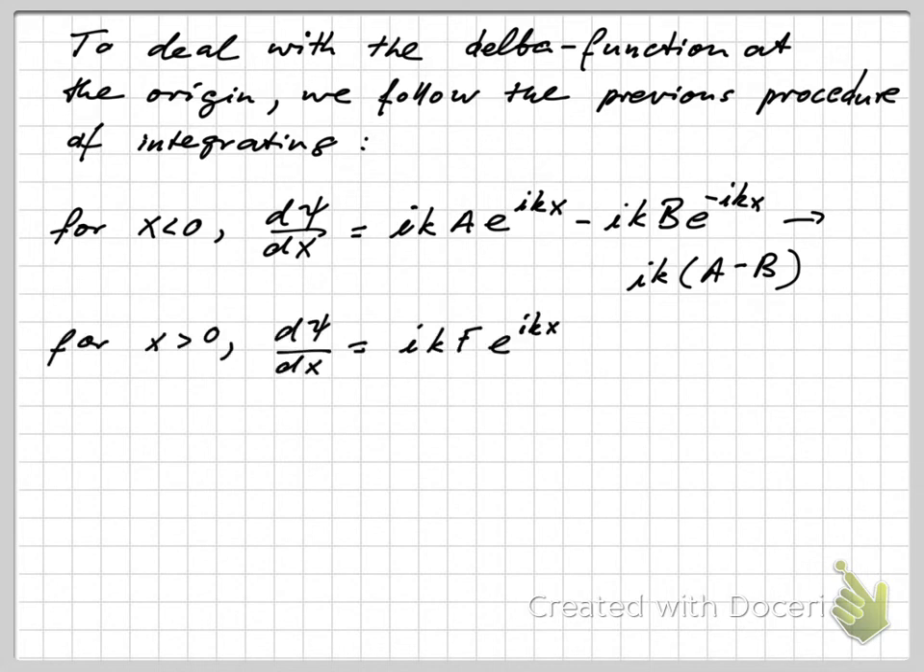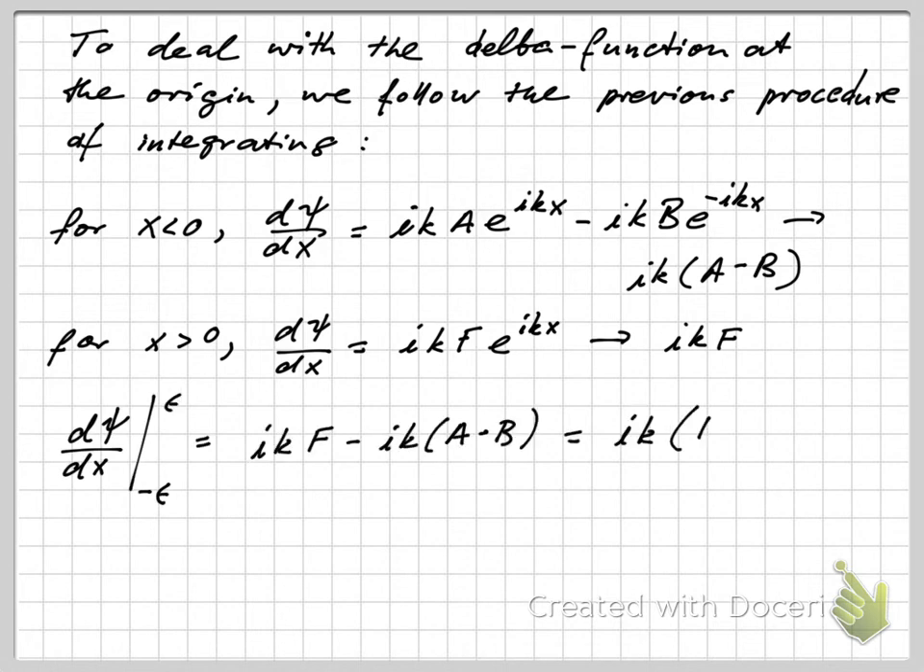Okay, and so something similar then also happens on the right. Remember, we set G equal to 0. And there the first derivative then is that. And when we let x go to 0 from the right, we get just ikF. Okay, and so then we take the difference between the two, and that gives me an expression like that.